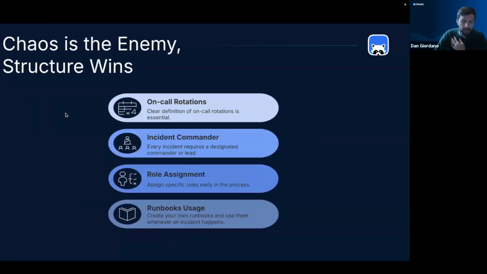And chaos in any incident is the enemy. Structure is always going to win, and having structure before something goes down is important. Having on-call rotations, making sure that they're clearly defined for all hours of the day and across teams, whether that is the on-call team or an engineering team that can assist in fixing the incident.